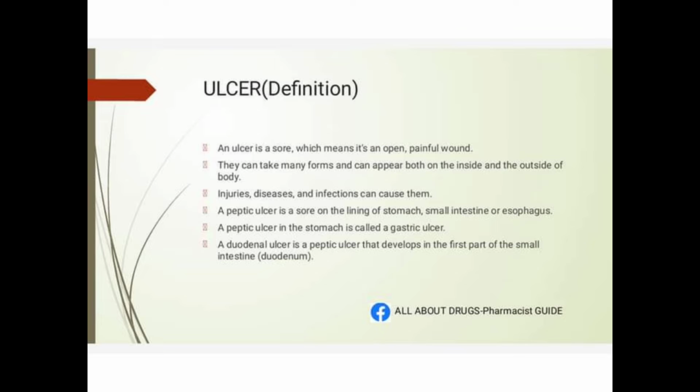A peptic ulcer is a sore on the lining of stomach, small intestine or esophagus. A peptic ulcer in the stomach is called gastric ulcer. A duodenal ulcer is a peptic ulcer that develops in the first part of the small intestine, that is duodenum.